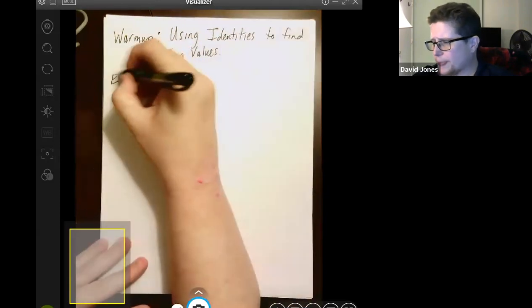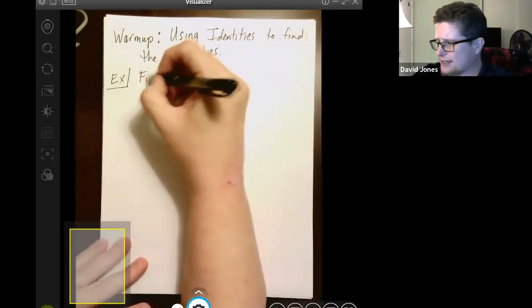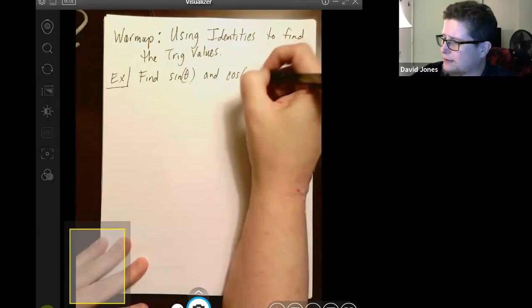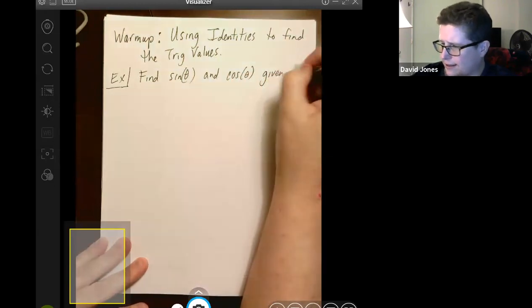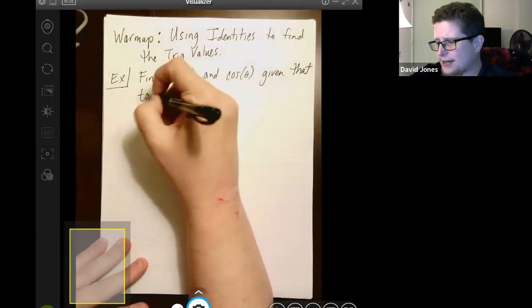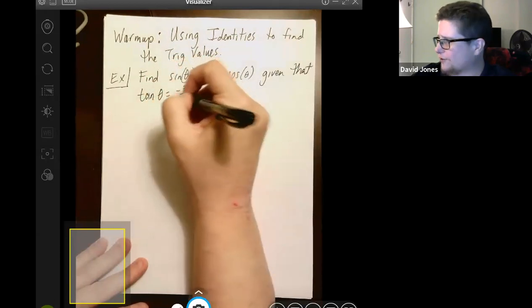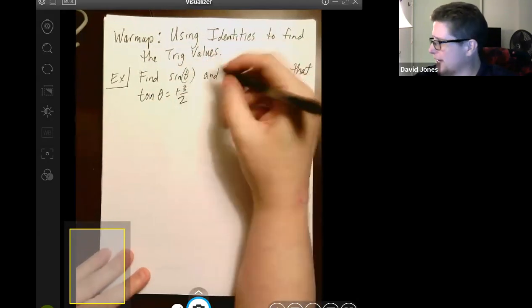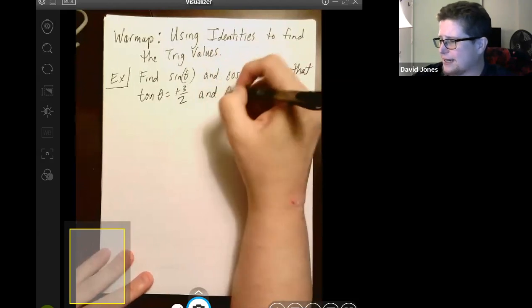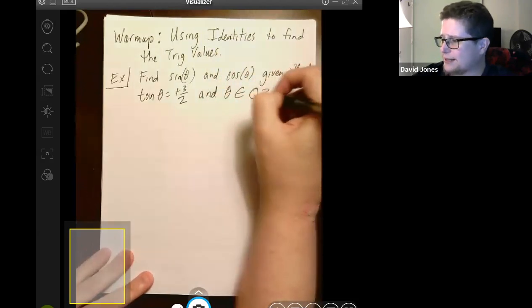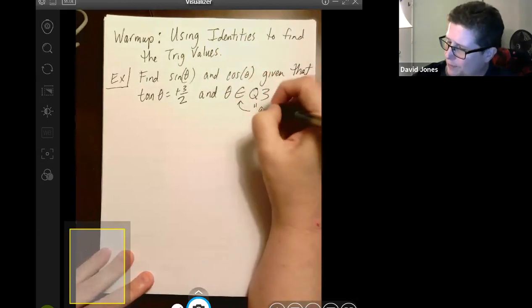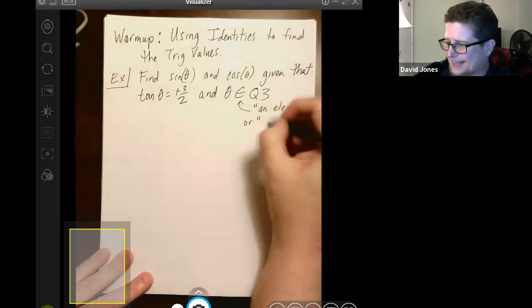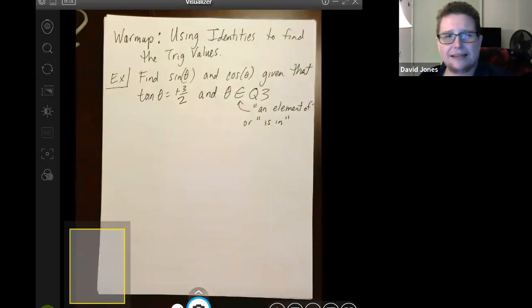So our example, find sine theta and cosine theta, given that tangent theta equals -3/2. Sorry, +3/2. And theta is in quadrant 3. This means theta is an element of, or is in, quadrant 3.